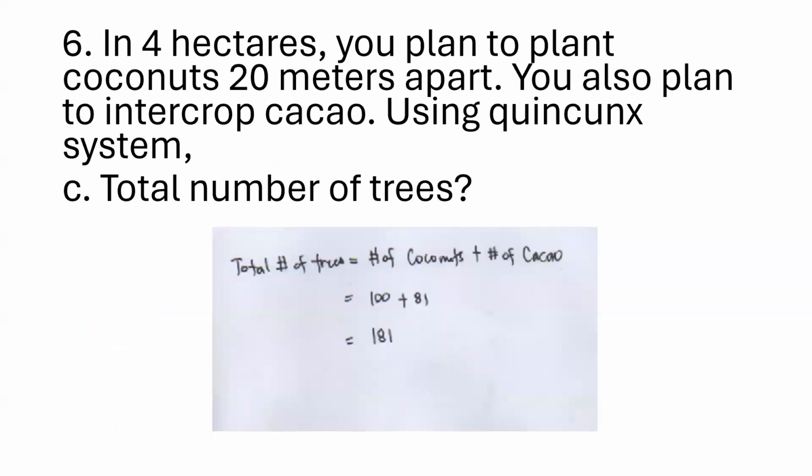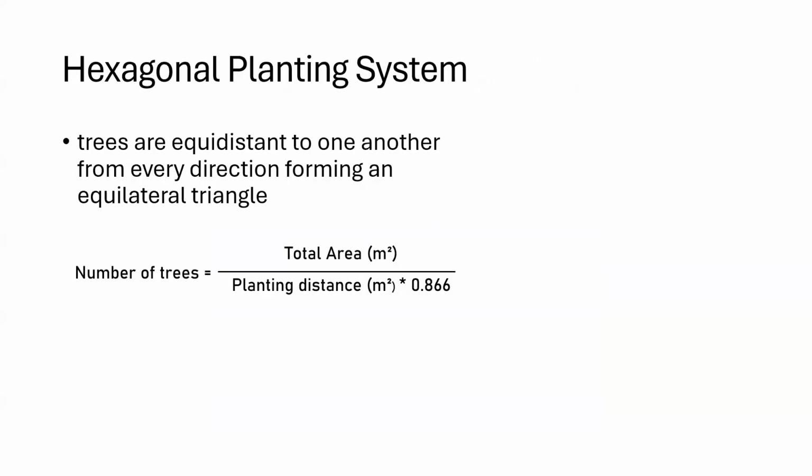Then total number of trees, addition lang. Combine the number of coconuts or initial plant and the number of additional plant, which is the cacao. 100 plus 81 is 181. So I hope you understand the quincunx or diagonal and its computation. Okay, let's proceed to the hexagonal planting system.